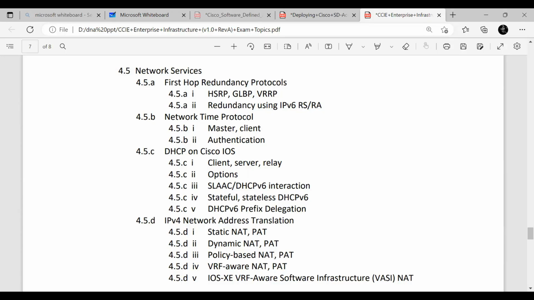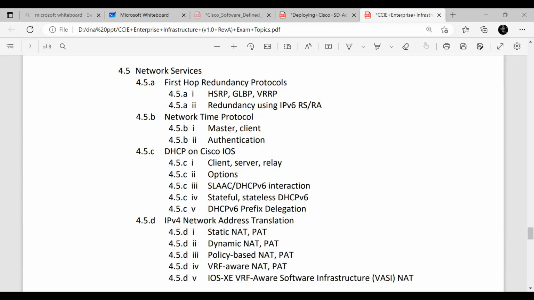And then we use Network Time Protocol, master and client, and the authentication process to the NTP server. DHCP on Cisco IOS: client, server, relay, and then we do the options. And then IPv6 DHCP interaction, stateful and stateless DHCPv6, DHCPv6 prefix delegation, and IPv4 network address translation. There we've got static NAT and port address translation.